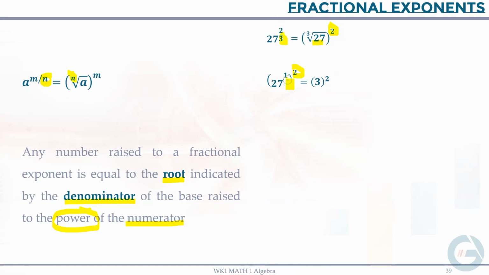How about this one? 27 raised to 2/3. Again, the denominator will be the root, so this will become the cube root of 27 squared. 3 squared is 9. The cube root of 27 is, of course, 3. So we have 3 squared equals 9, and that will give us 9 equals 9. So let's have an example.